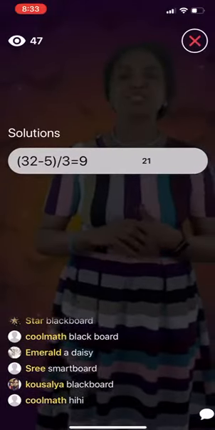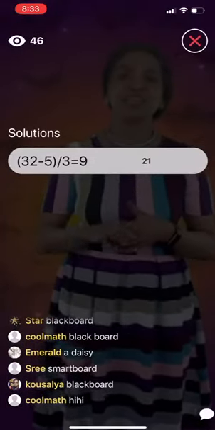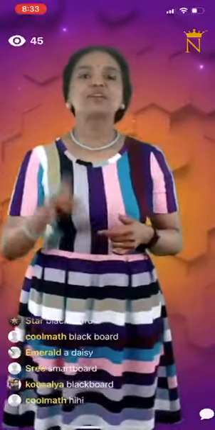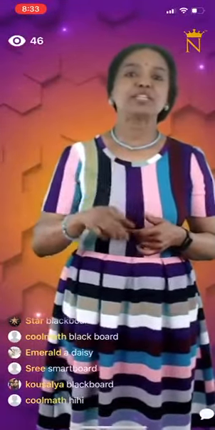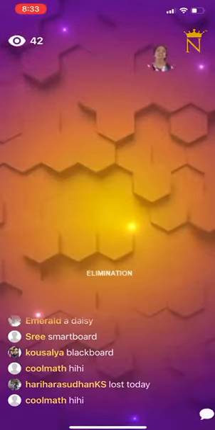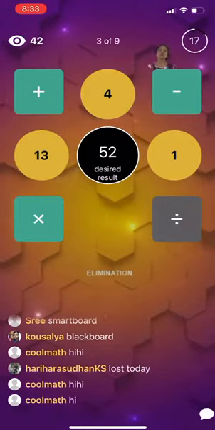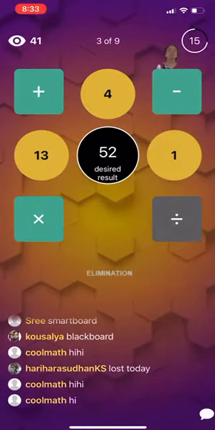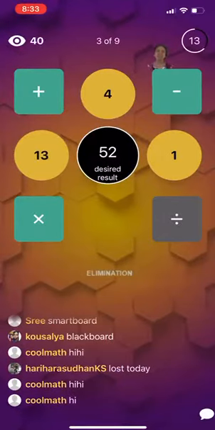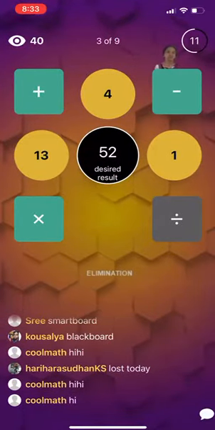21 of you answered. There was a division involved in there. 32 minus 5 divided by 3 equals 9. Okay. So 21 of you moving on to question number 3. Desired result is 52. Given numbers are 1, 4 and 13. The given operators are plus, minus and multiplication. And the number of possible solutions is 12.